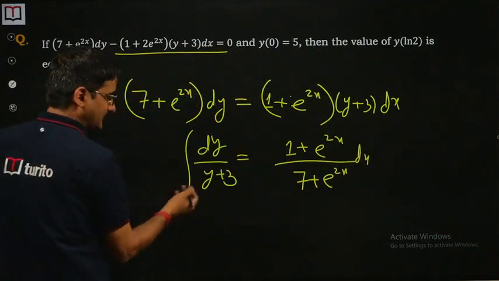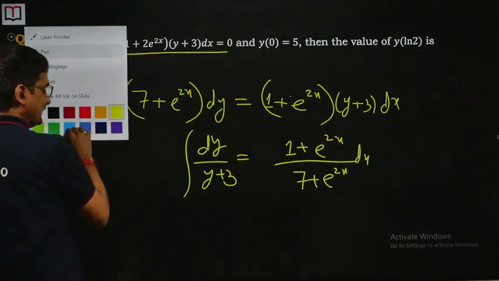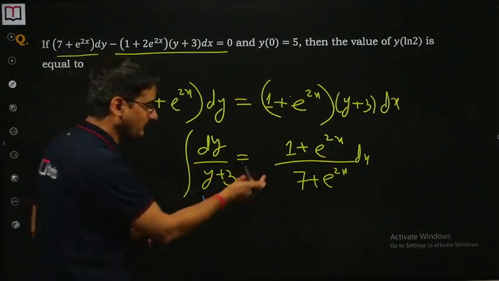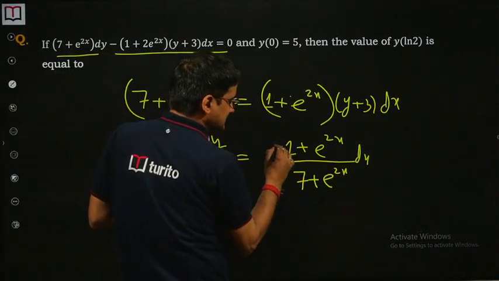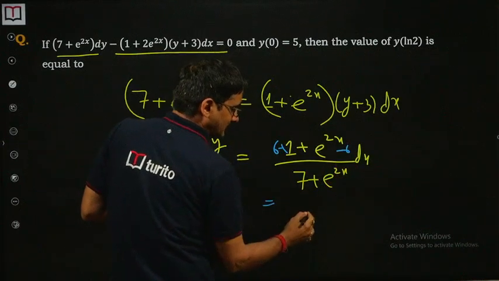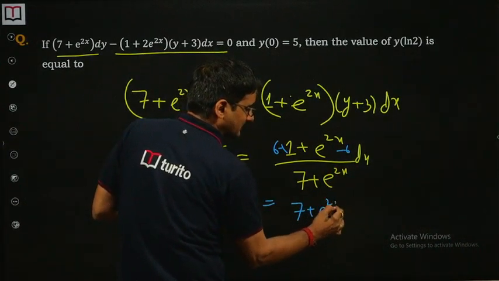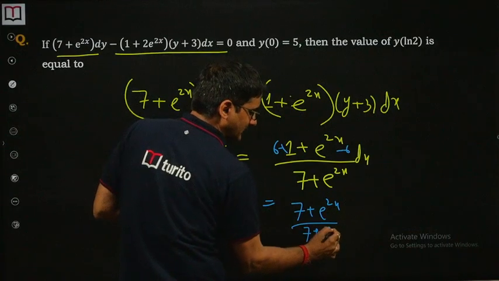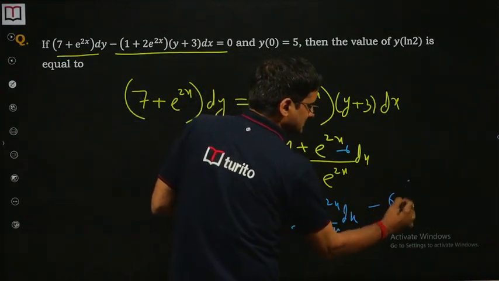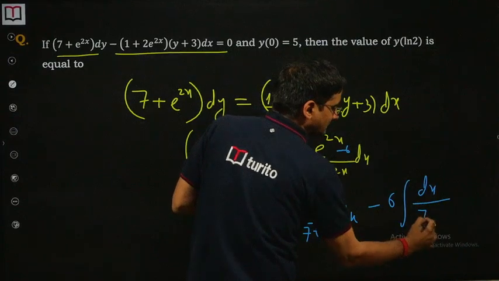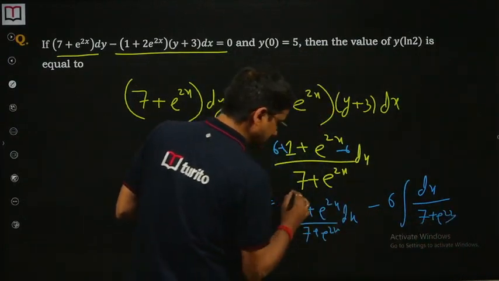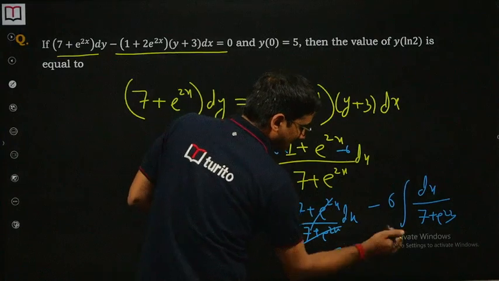Okay, now this is like anyone can do it, of course ln y plus 3, but for that, I will say add 6 subtract 6, so it is 7 plus e raised power 2x upon 7 plus e raised power 2x. So that's done. Minus 6 dx upon 7 plus e raised power 2x. So that's done. So it's x minus, okay.